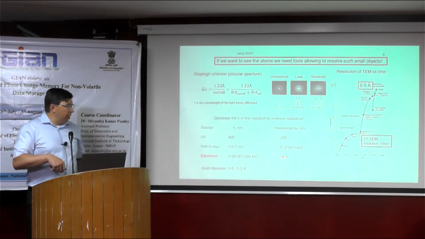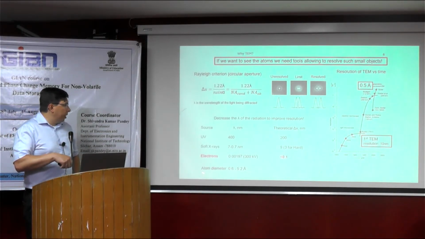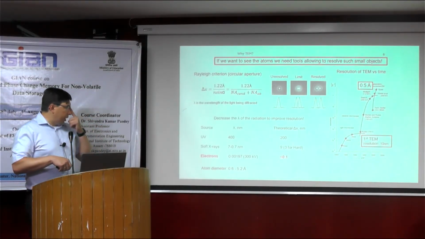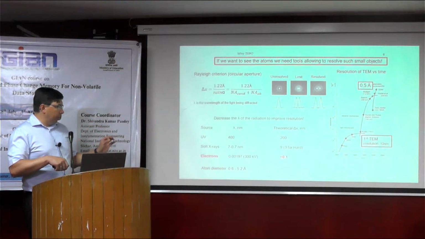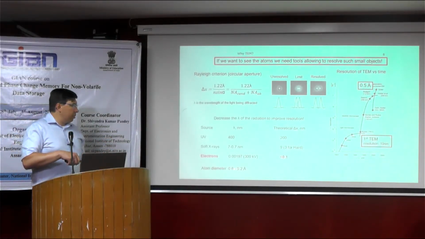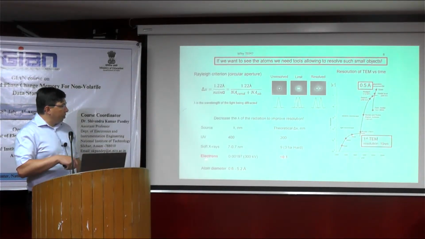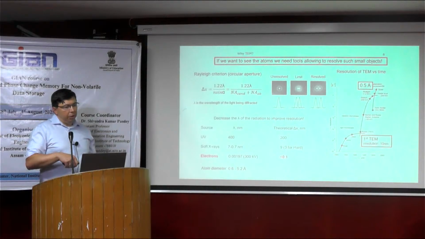Remember that the atomic diameter in our crystal lattices depends on the type of atom, but is in the range of 0.5 to 2 angstrom. So by using this wavelength, we can resolve the atoms in our crystal lattice.